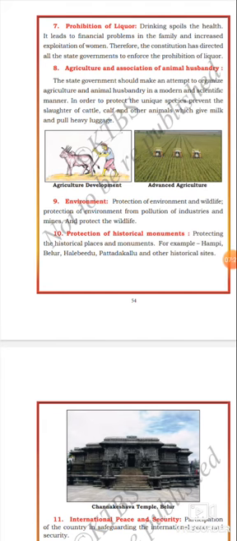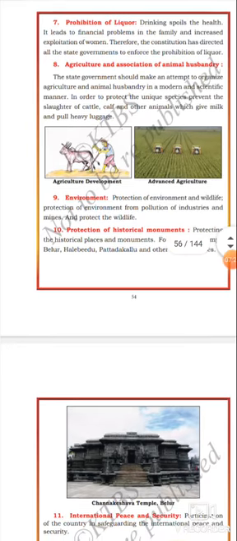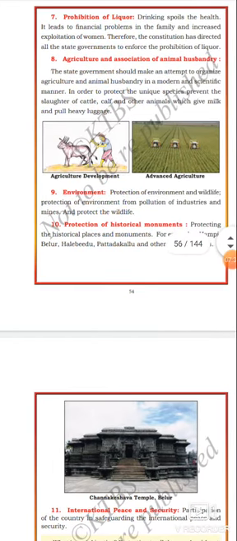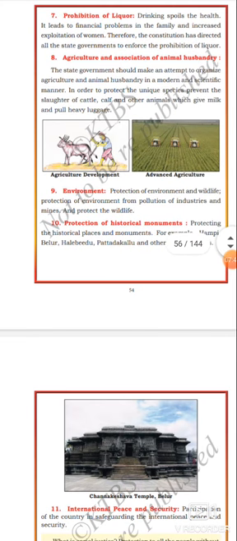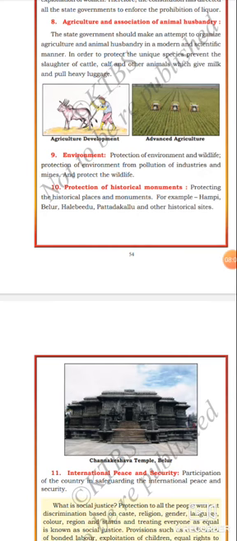Next, the eighth point is agriculture and animal husbandry. The state and central government should make an attempt to organize agriculture and animal husbandry in a modern and scientific manner. Got it? In order to protect the unique species, the slaughter of cattle, calf, and other animals which give milk and pull heavy luggage should be avoided. See, agriculture development, advanced agriculture using machineries, this is the scientific manner.